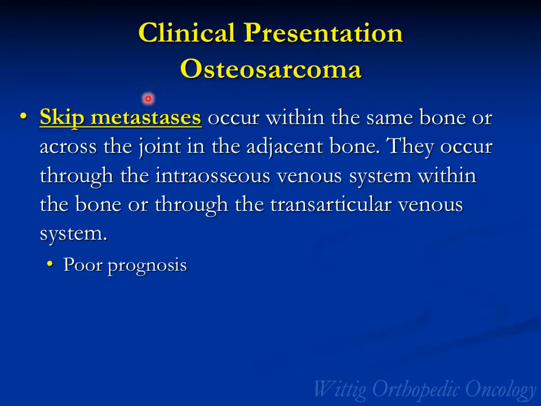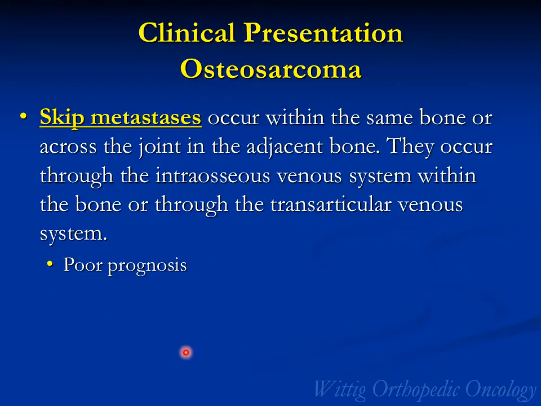Skip metastases can occur within the same bone. Skip metastasis occurs within the same bone or across the joint in an adjacent bone. They occur through the intraosseous venous system within the bone or through the transarticular venous system. And when a skip metastasis is identified, it confers a poor prognosis. Patients rarely survive who have a skip metastasis.